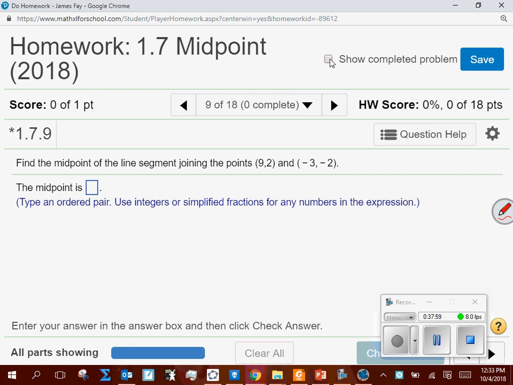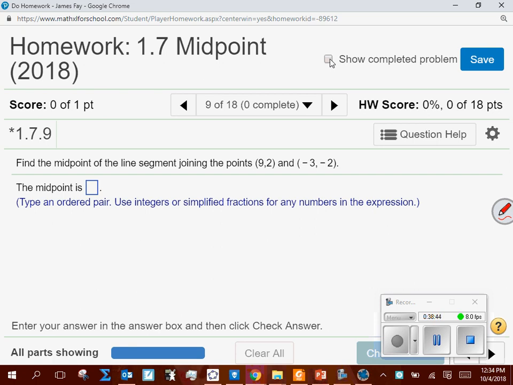It says type an ordered pair, use integers or simplified fractions, or any numbers in the expression. I have to abide by that because there's some coding in the background of this program that is looking for an integer, a whole number, positive or negative, or a fraction, a number divided by another number. If I put in 0.5, that is neither of those things. The programming written in the background to compare your answers to their answers is not dealing with decimals. So if I put a decimal in, it automatically flags that and says this question's wrong, even though you might have the right work. Does that make sense? Or you might have equal values just displayed in a different representation.